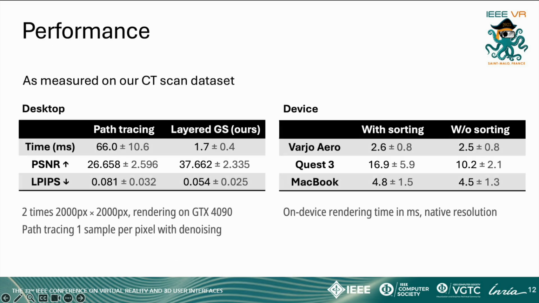When comparing performance, Gaussian splatting renders a whole lot faster than denoised path tracing, while maintaining high visual quality. On desktop VR systems, our anatomy scenes render at well under 10 milliseconds. On mobile VR, frame rates remain reasonable, especially when not sorting Gaussians every frame, but only when needed.